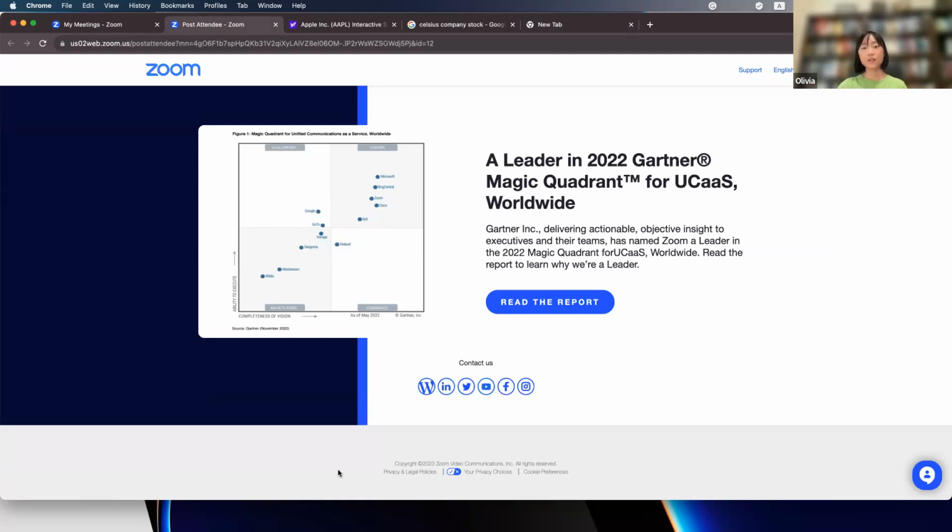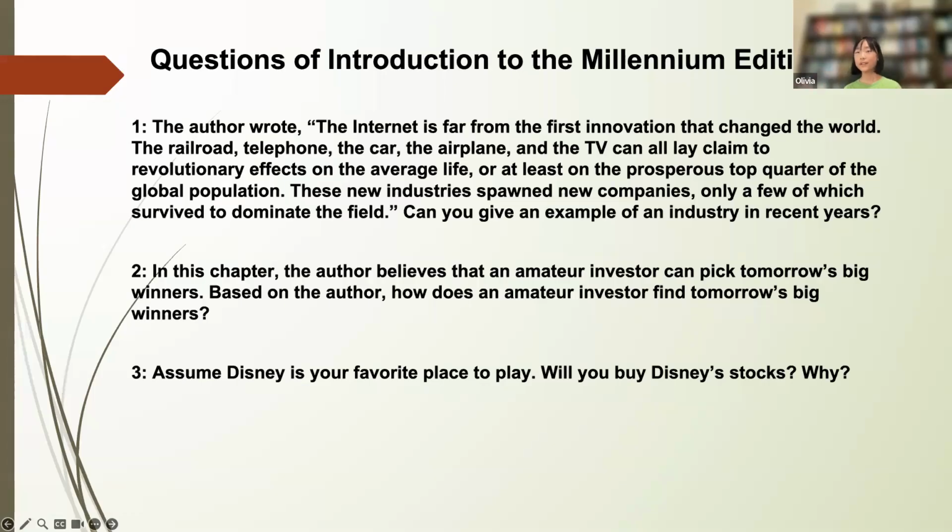Okay. So now, let's move on to question number 3. And I think I should hurry up because I have a lot more content. But anyways, assume Disney is your favorite place to play. I know maybe for some people it's not, but assume Disney is your favorite place in the whole wide world, okay? Will you buy Disney stocks just because of that? And why or why not?